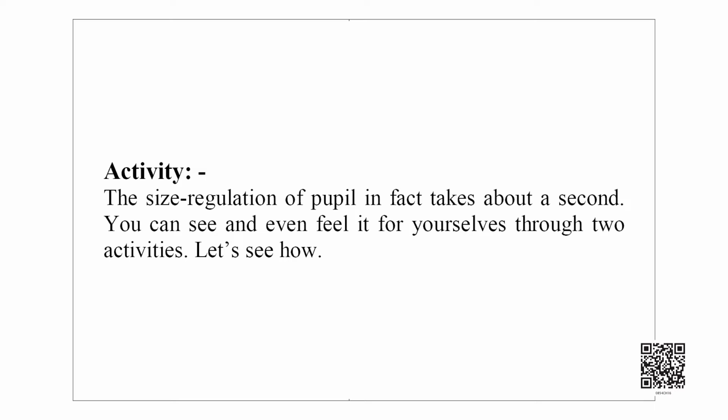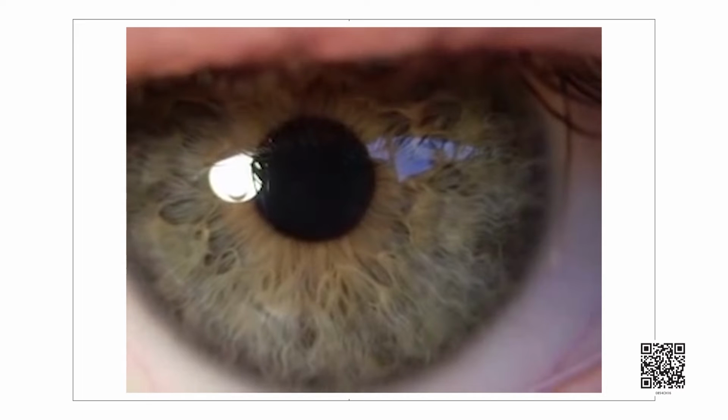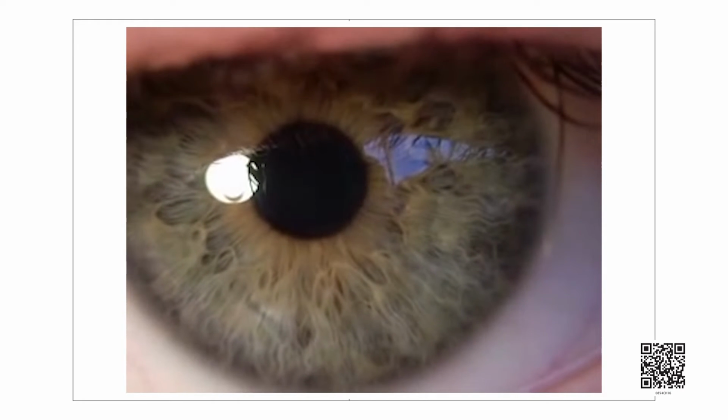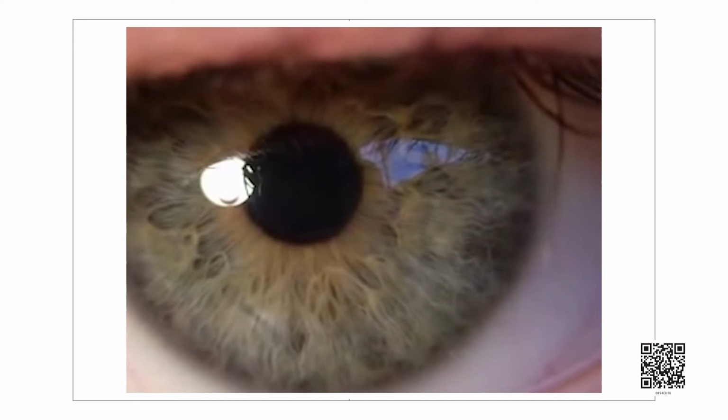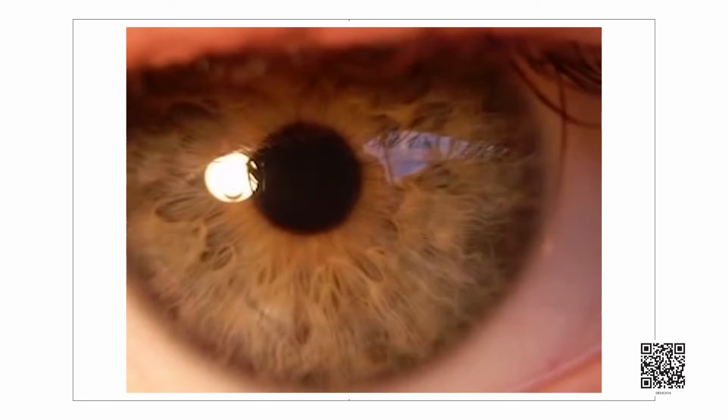Activity. The size regulation of pupil in fact takes about a second. You can see and even feel it yourselves through 2 activities. Let us see how. Try lighting a dim torch into your friend's eyes. If you observe closely, you can see the sudden contraction of the pupil to shut out excess light. When you switch the torch off, the pupil enlarges or dilates back again.